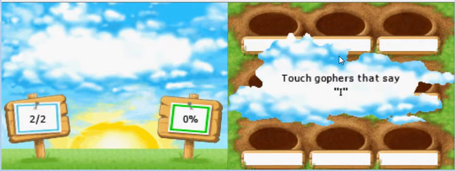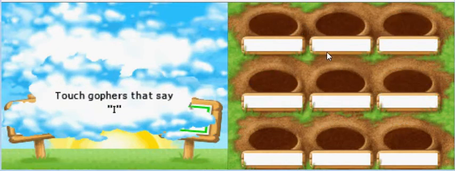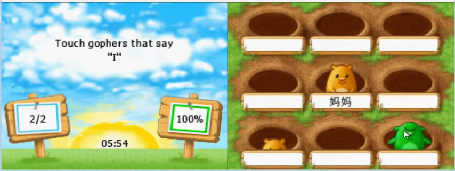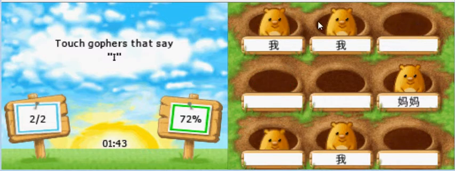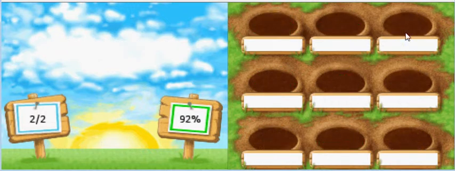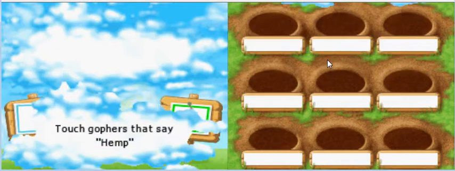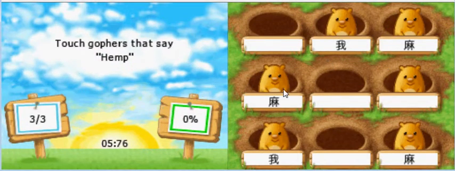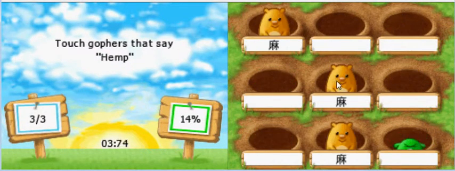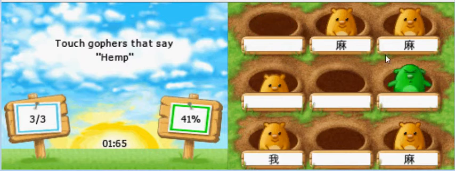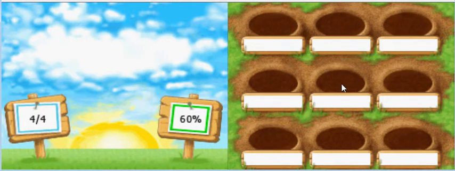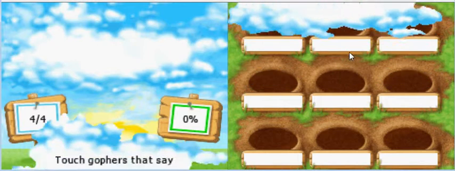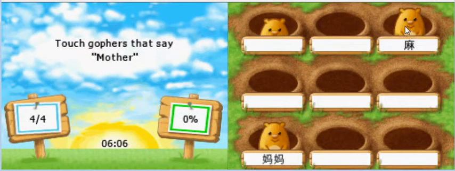Ma. Ma. I. Wo. This one has a special character. Hemp. This one. No. I barely did. Mother. This one has two characters. Mama. Oh no, what am I doing?